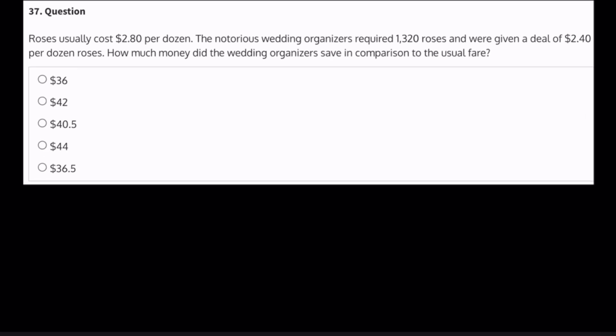Roses usually cost $2.80 per dozen. The notorious wedding organizers required 1,320 roses and were given a deal of $2.40 per dozen roses. How much money did the wedding organizers save in comparison to the usual fare?